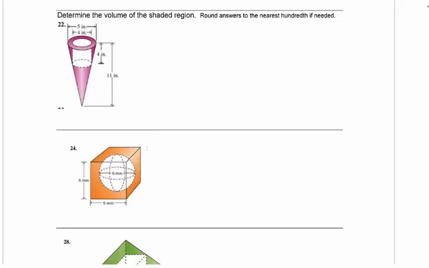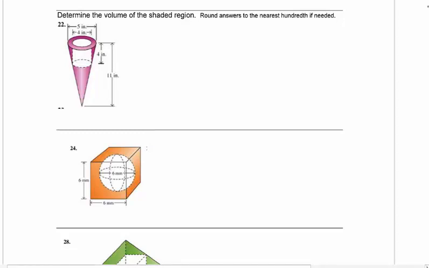This is part 3 of the 8.4 video. Remember, if we're dealing with shaded regions like we did in 8.3, you need to find the outside figure, find the inside figure, and subtract, because that will give you what is left over for the shaded region. So you need to know what each one of them is.